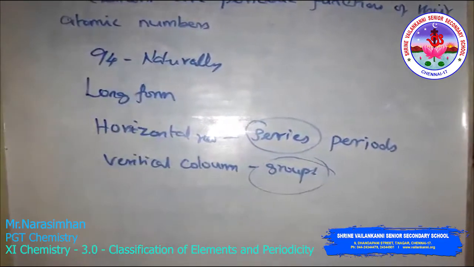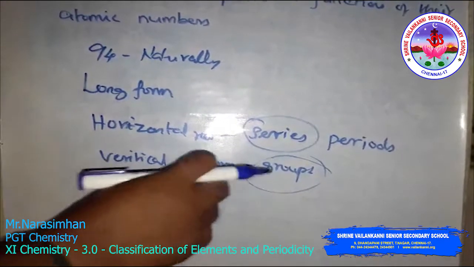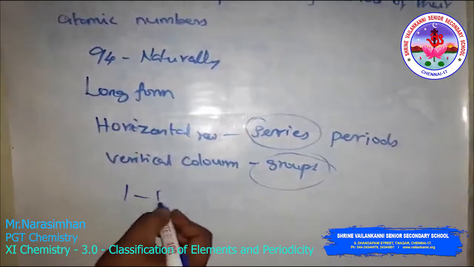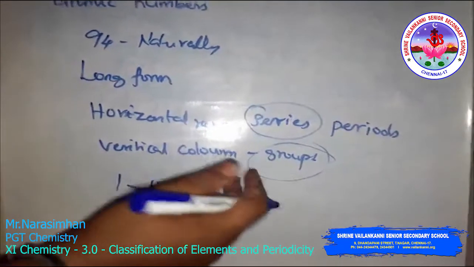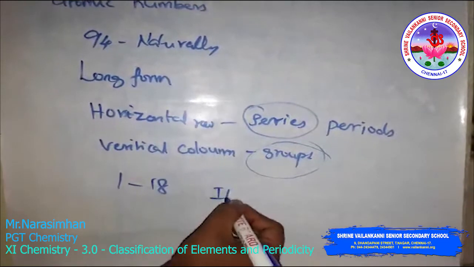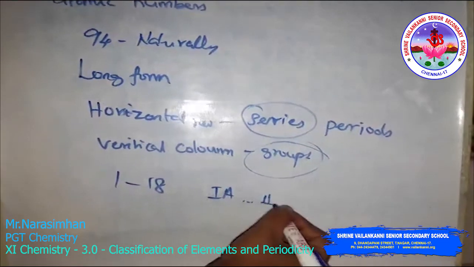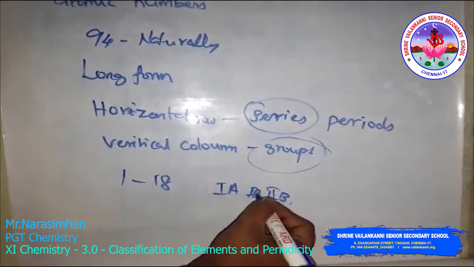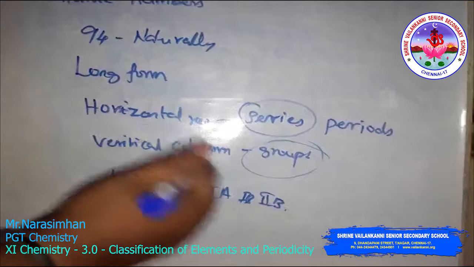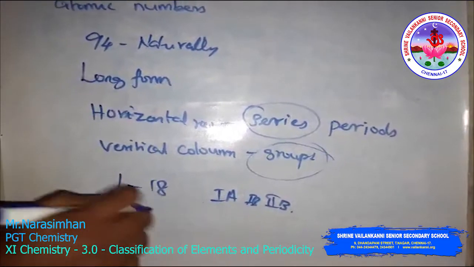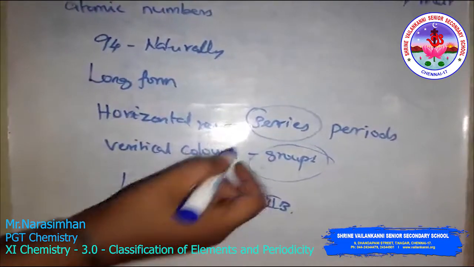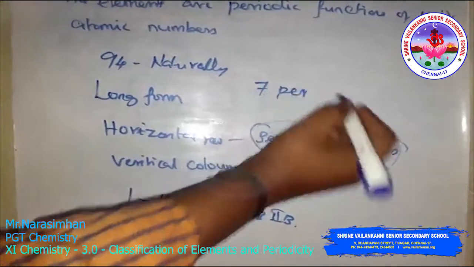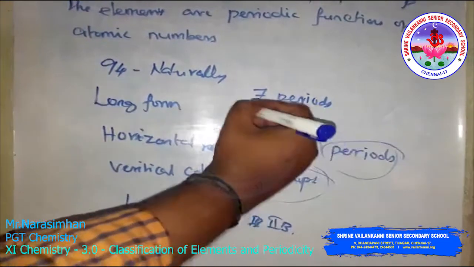According to the recommendation of the IUPAC, the International Union of Pure and Applied Chemistry, the groups are numbered from 1 to 18. This replaces the older notation, that is group A and B: 1A, 2A, 1B, 2B, like this. So it is replaced by group 1 to group 18. Altogether there are 7 periods and 18 groups.